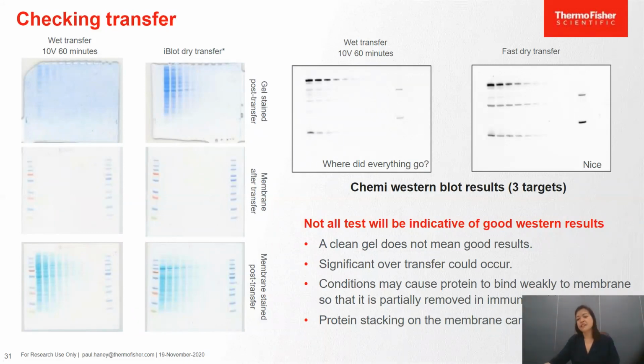So what this means is a clean gel does not always mean good results. When a gel looks very clean, it also means that significant overtransfer could occur. Additionally, overtransfer may cause protein to bind weakly to the membrane, such that it is partially removed in immunoprobing. And as mentioned before, protein stacking on the membrane can affect linearity.